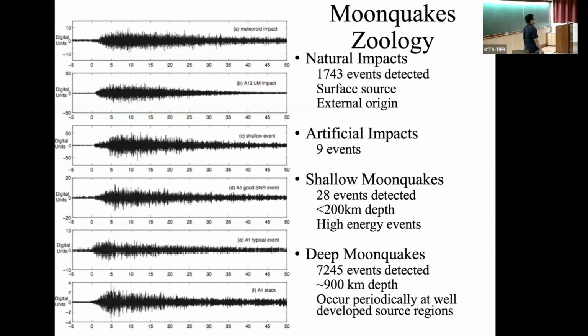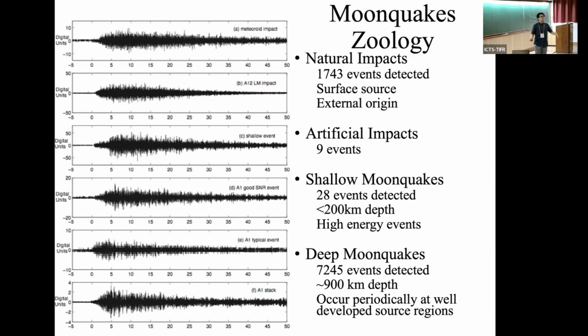Just to give you some idea of the things that we have seen, we saw many different kinds of seismic events. For example, we saw natural impacts. A meteorite impact hits and shakes the ground. You might also remember we saw something similar on Mars. This was also observed on the moon.